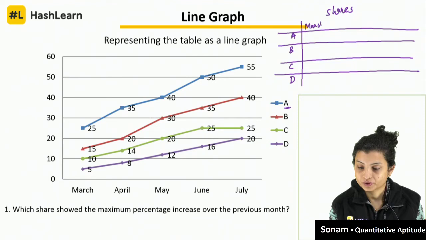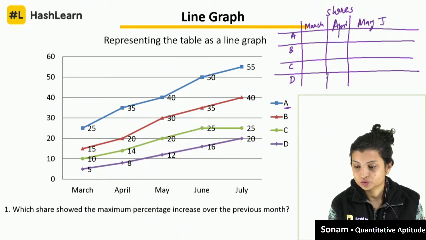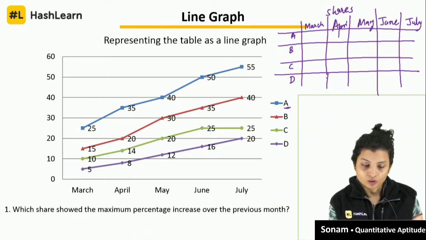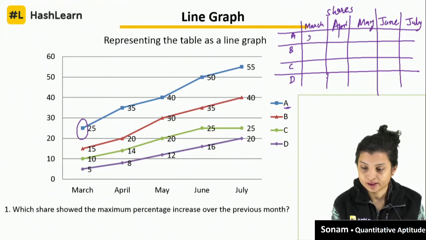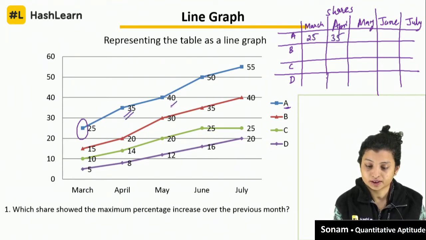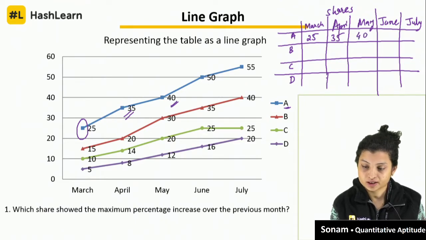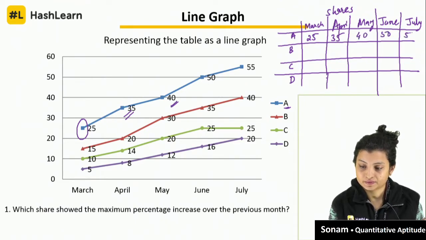March, April, then May, June and July, right? Okay, so how much is the value of A in the first month? It is 25, then next month it is 35, then next month it is 40, then next month it is 15, and next is 55.